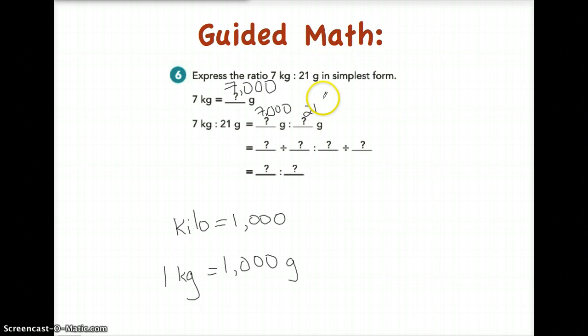And we have to figure out how to reduce this in simplest form. So let's see. We can divide by 7. If we divide by 7, this turns into 1,000. And if we divide 21 by 7, we get 3. So the ratio of 7 kilograms to 21 grams is 1,000 grams to 3 grams. We have to put them in the same unit. All right? You need to watch this section again. Let's try the next slide.